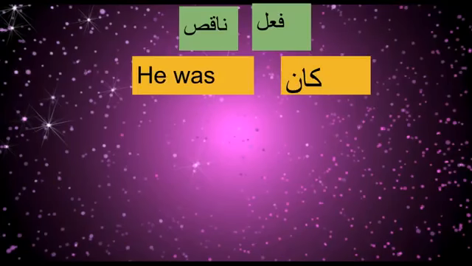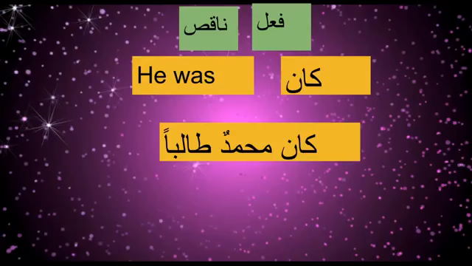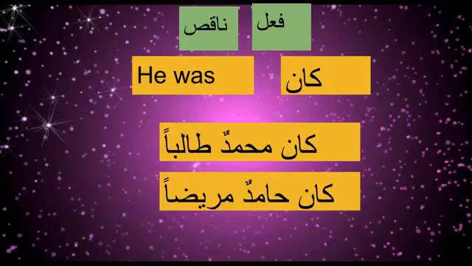Kana, he was. So we say kana Muhammadun taliban. Kana, like laisa, has an ism which is marfu, unlike inna and anna, in which the ism is mansub. The way to remember is to remember laisa. If you remember the verse alaysa Allahu bi ahkamil hakimin, laisa Allahu, it is marfu. So kana will also have the ism marfu and the khabar mansub. Kana Muhammadun taliban, Muhammad was a student. Kana Hamidun maridan, Hamid was sick. This is how the verb kana is used.